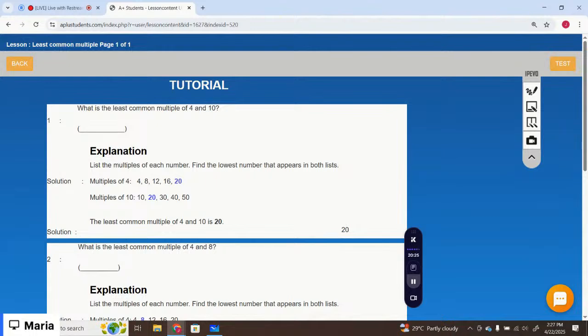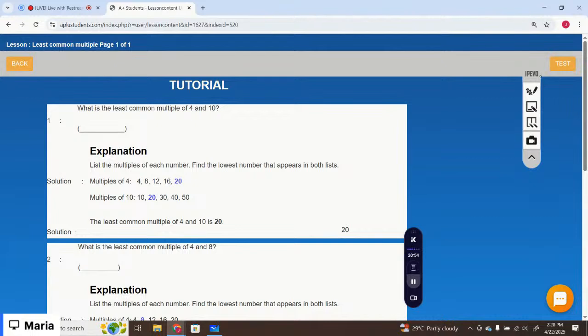Now we are going to write down the multiples of 4 and 10. Do not mix the multiples and the factors. Factors are the numbers that can completely divide a specific number. But multiples are the numbers that you keep multiplying, like the multiples of 4 are all the numbers in the table of 4: 4, 8, 12, 16, and 20. You keep multiplying different numbers by 4. These are the multiples of 4.